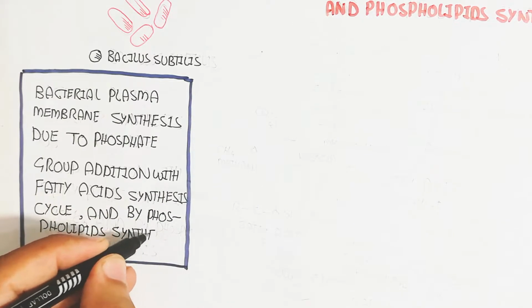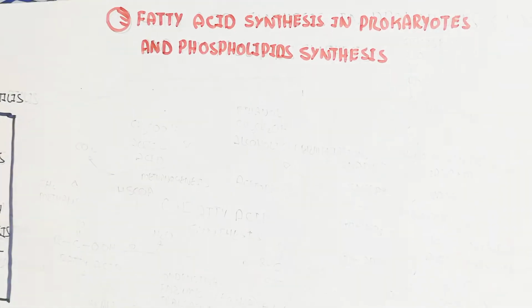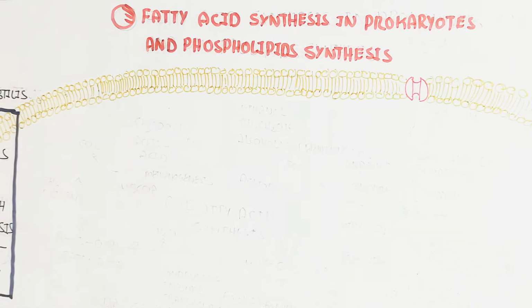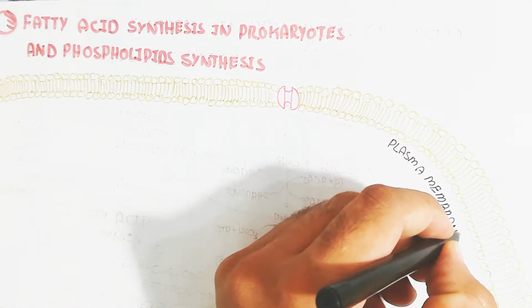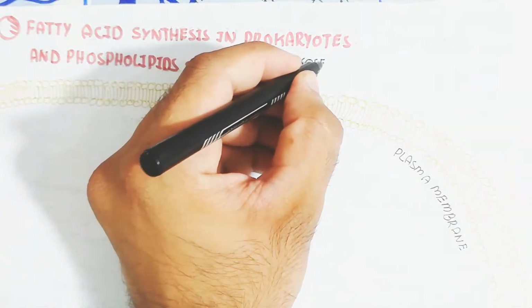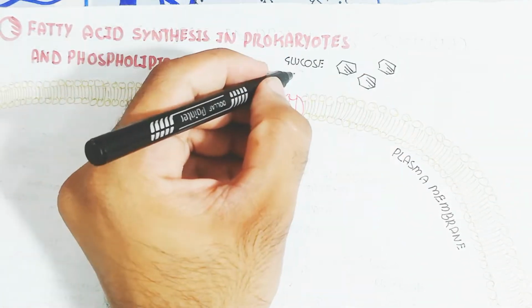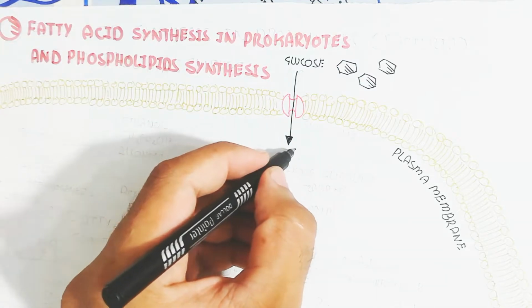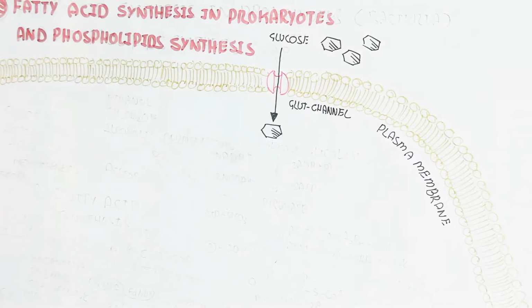We are going to the fatty acid synthesis first, and afterwards we will understand the phospholipid synthesis. For example, glucose is present in the medium of the bacteria. So the bacteria allow glucose influx by different mechanisms. We are not going to go into complex information. So the glucose will enter through the GLUT channel.